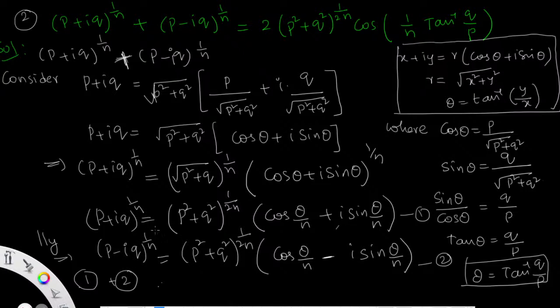Similarly, (p minus iq) whole to the power of 1 by n. Just replace the plus by minus, then in between plus is there. So we can add the terms of the first and second expressions. These are the two terms, as this term is common, that's why I am writing brackets as it is.